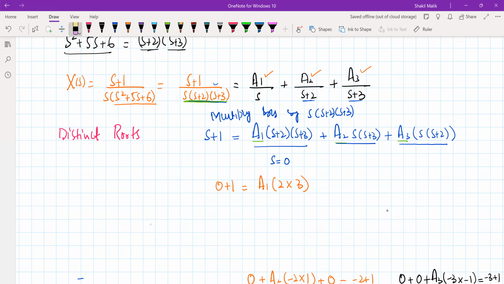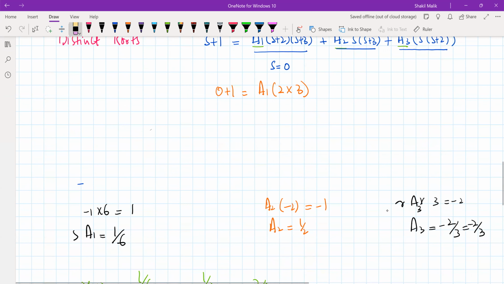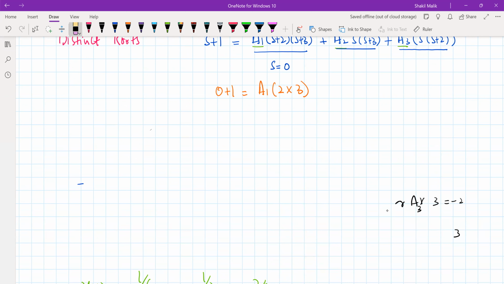So let me clear the screen here. That means a1 from this is simply 1 by 6.